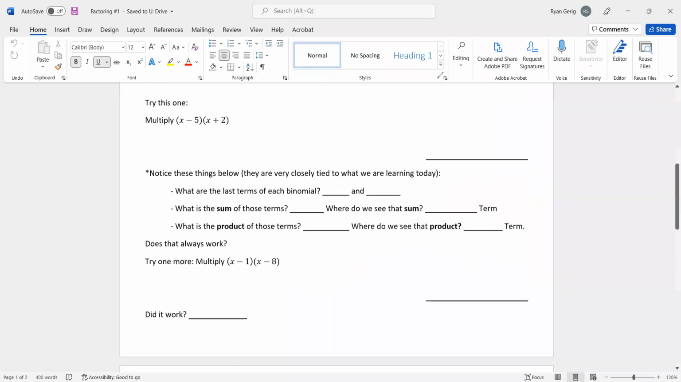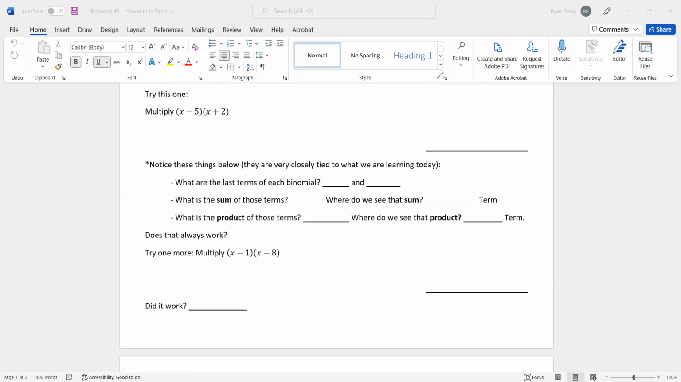Let's try another one and see if the same thing happens. Well, you don't know what the same thing is yet, but x times x, x squared, x times 2 is 2x, negative 5 times x is negative 5x, negative 5 times 2 is negative 10. Combine my like terms, x squared minus 3x minus 10.